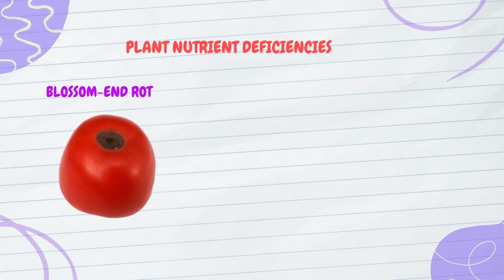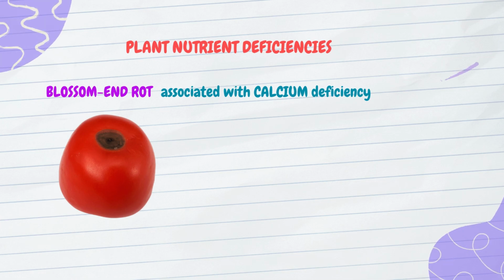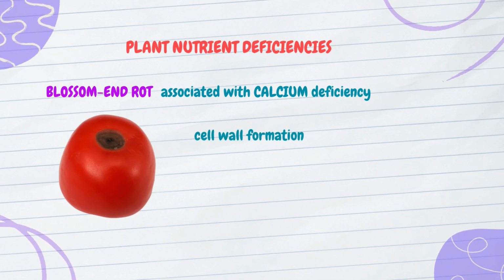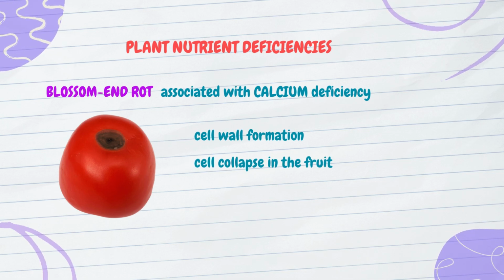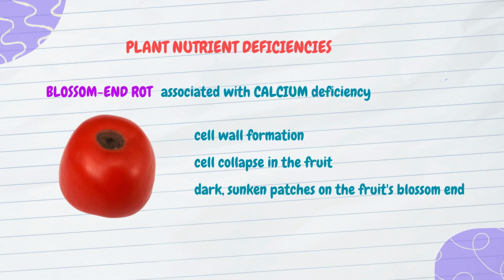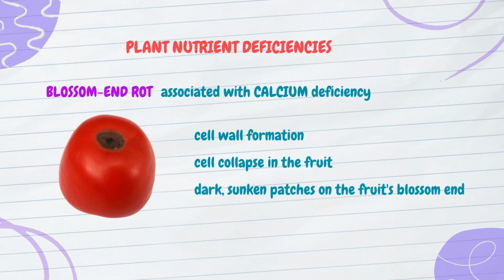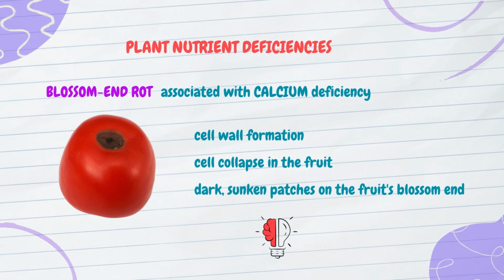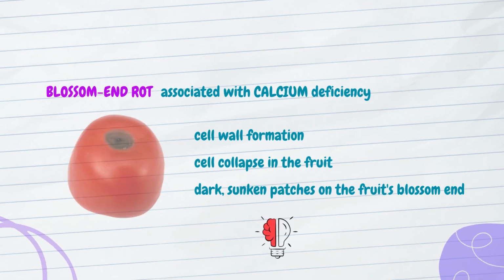Blossom end rot. Blossom end rot is associated with calcium deficiency. Calcium is critical for cell wall formation. Its deficiency leads to cell collapse in the fruit. Symptoms include dark, sunken patches on the fruit's blossom end. This condition is common in tomatoes and peppers. Another fact, this condition isn't just about soil calcium. It's often caused by uneven watering.